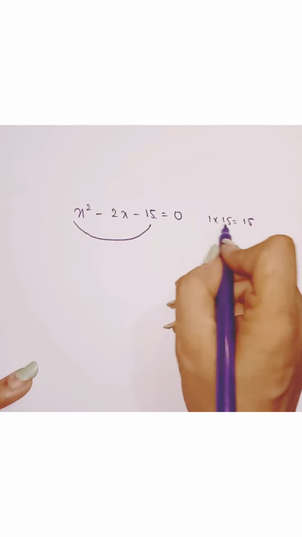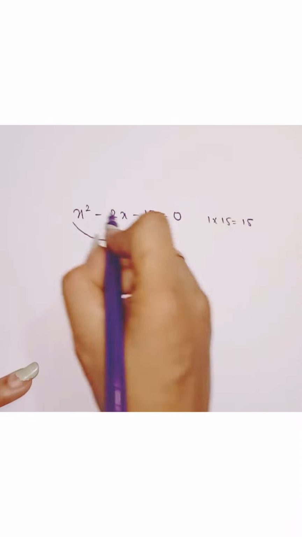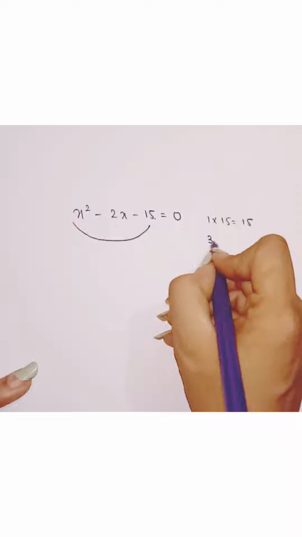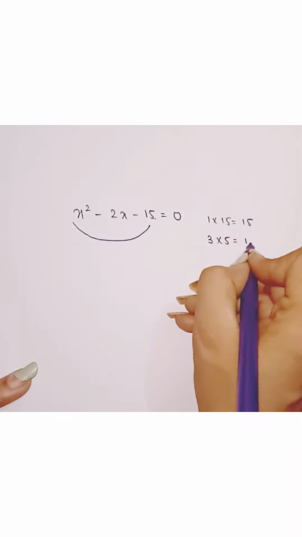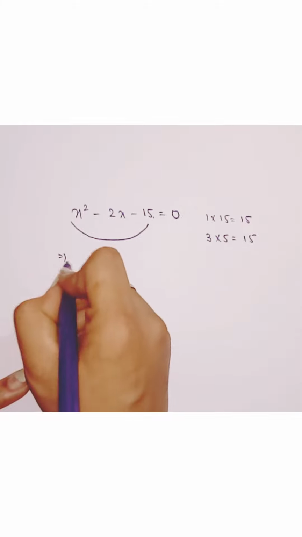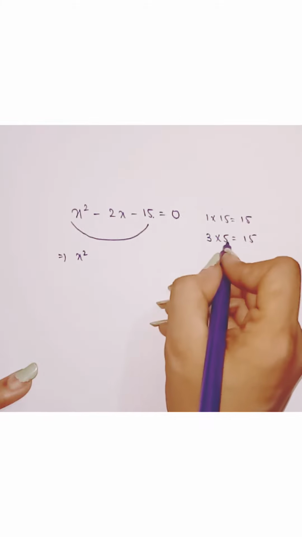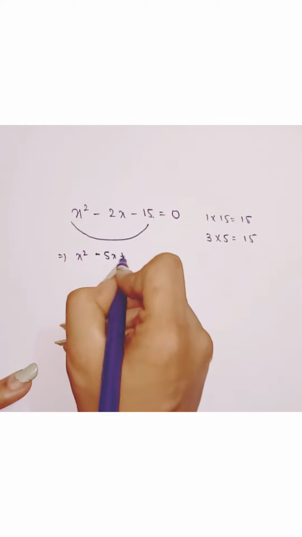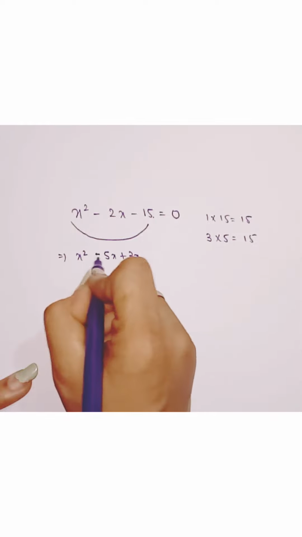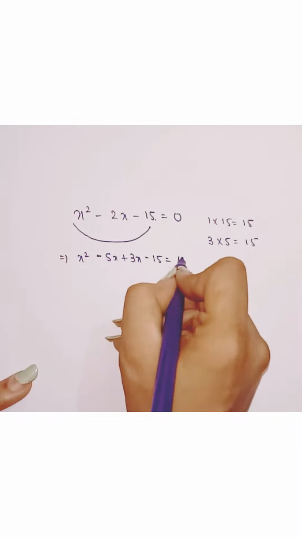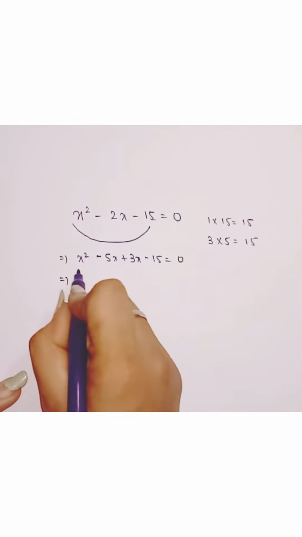And now again the same rule: you have to think of two numbers such that their product is 15, but if you add or subtract, you should get 2. So of course we are not getting it with 1 and 15. So that's why we thought of 3 and 5. And you can see that when we multiply, of course we are getting 15, and if we just write down minus 5x plus 3x, we are getting minus 2x also. Alright, and minus 15 is equal to 0.